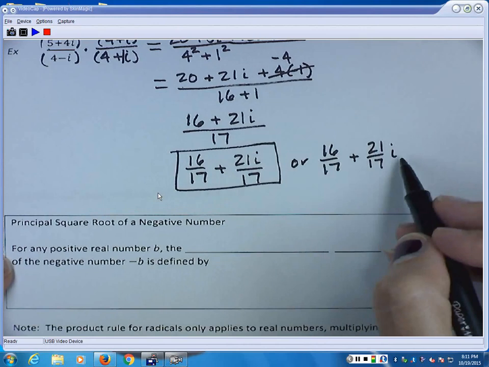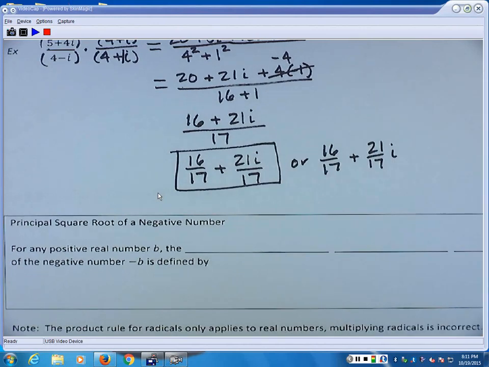You can write the i next to the fraction or up on the numerator. Okay, so that's your answer. So you have to memorize what a conjugate is. And you have to memorize, or work enough problems so that you know the procedure for dividing two complex numbers.